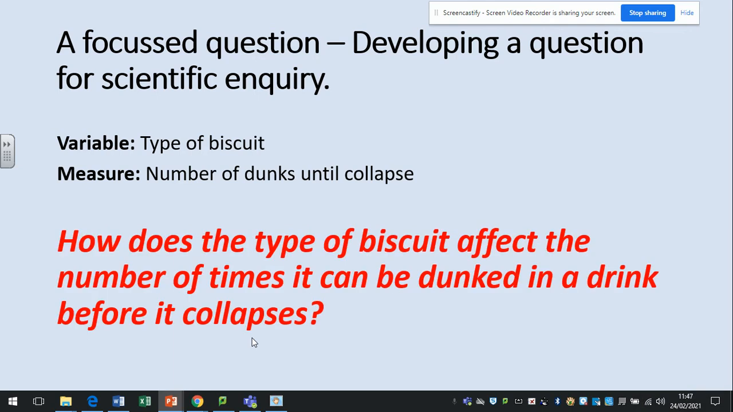So mine is, and there's a box for this, how does the type of biscuit affect the number of times it can be dunked in a drink before it collapses? It is a specific investigation. It's not which is the best dunking biscuit. It's which one can have the highest number of dunks before it falls to bits. We are investigating something very specific.